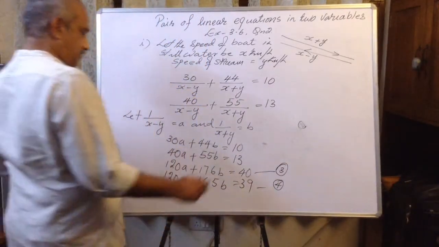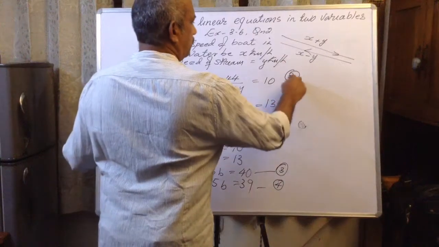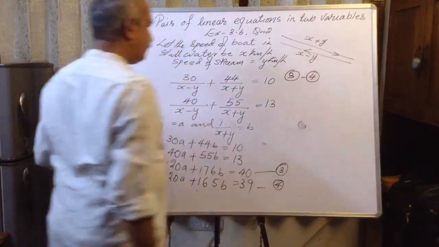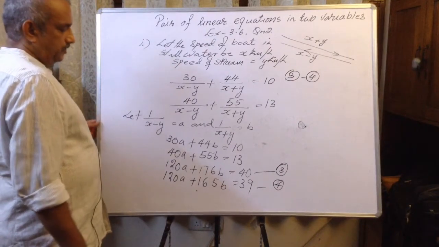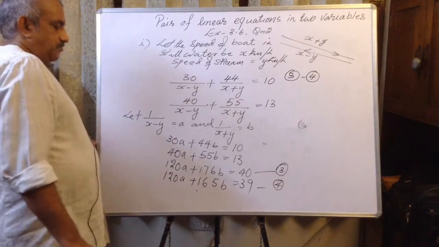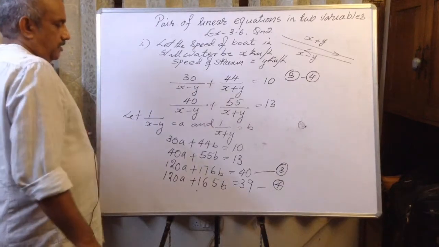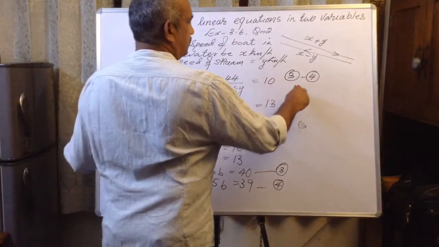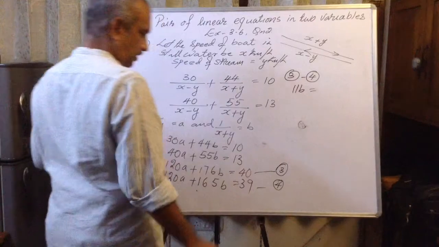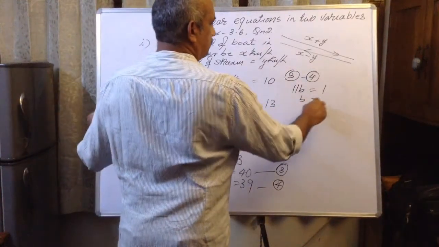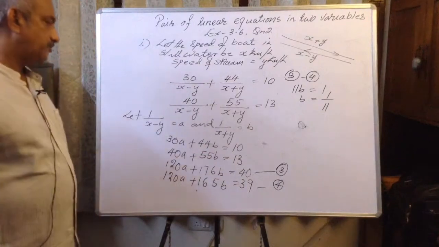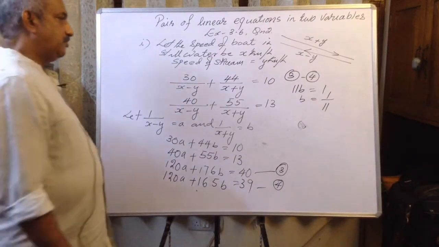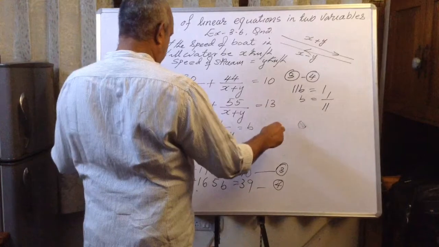Now 3 minus 4. 120a minus 120a is cancelled. 176 minus 165, 11b is equal to 1, or b is equal to 1 upon 11. So this is what we are getting for b. Now we will find out the value for a. Put it in any one of the equations.